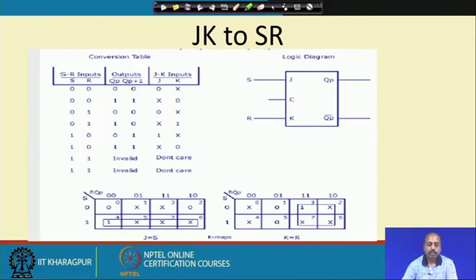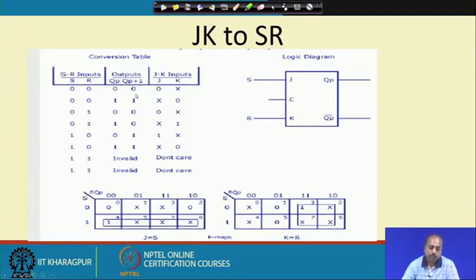For JK to SR, the ultimate behavior expected of the SR flip flop is like this. If S and R are 0 0 and QP is also 0, then QP plus 1 should be equal to 0. If it is 0 0 and QP is 1, then QP plus 1 should be 1, that is, it is holding the previous value. If it is 0 1, then whatever be the value of QP, QP plus 1 will be equal to 0. Similarly, for 1 0, whatever be the value of QP, the output will be equal to 1. And for the SR flip flop or SR latch, we do not apply 1 1, so for JK we can simply consider these as do not cares.